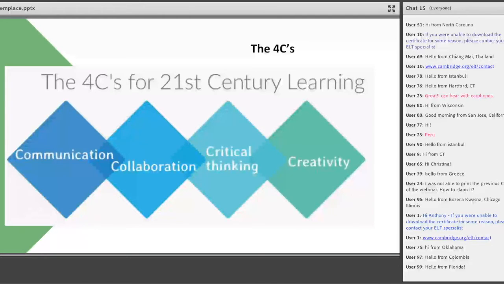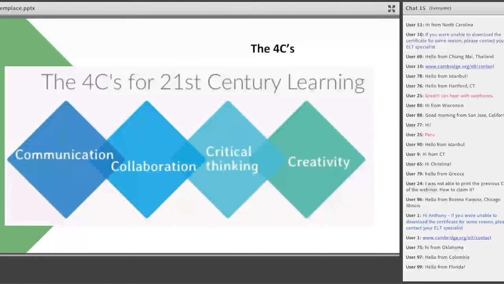Well, this 4C approach is really a pedagogical shift. It's moving away from being very teacher-driven to being very student-driven. Not anything new, right, in EAP and ESL teaching, but it goes much deeper than that. Okay, so it's focusing on these 21st century skills.